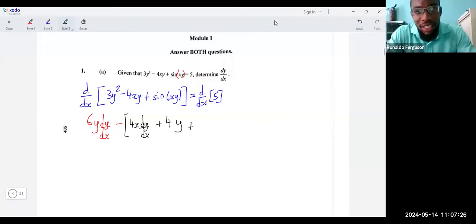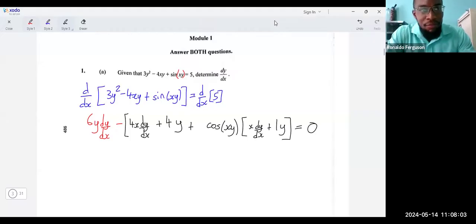Plus, when you differentiate sine xy, you get cosine xy, but then you also have to multiply by the derivative inside the bracket. But the derivative inside the bracket is actually product rule. So using product rule, keep the first times the derivative of the second, plus keep the second times the derivative of the first. This is equal to the derivative of 5, which is 0.